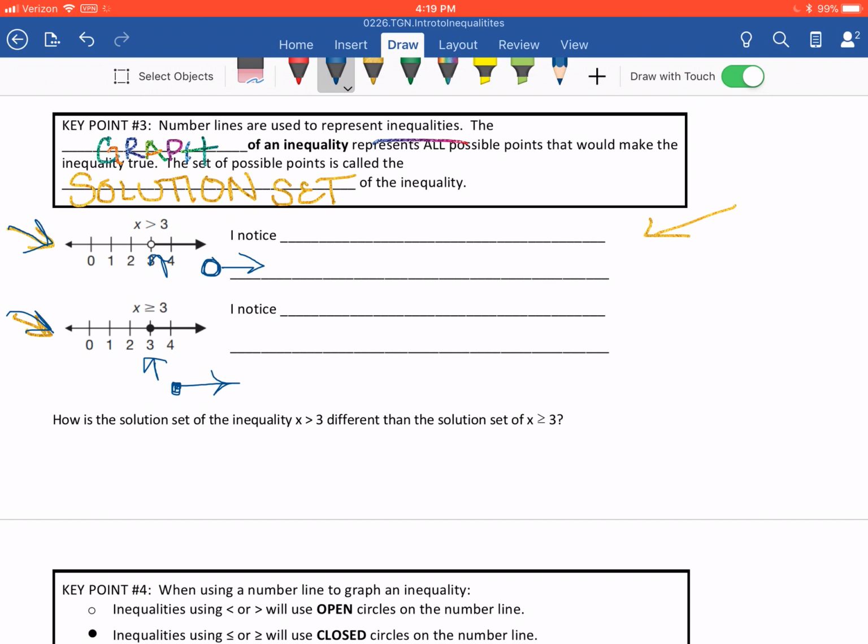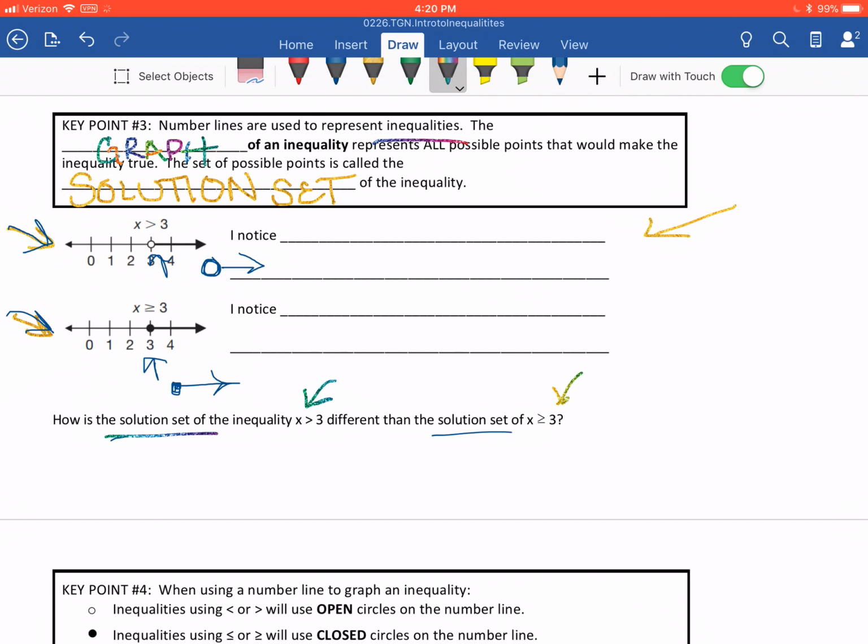There's a question down here below. How is the solution set of the inequality x is greater than 3 different than the solution set of x is greater than or equal to 3? So if we're thinking about x is greater than 3, the solution set is going to ask me, what are the possible values of x? What could x possibly be? Could it possibly be 1? No, because 1 is not greater than 3. Could it be 2? No, because 2 is not greater than 3. So our solution set is going to have everything that is greater than 3.